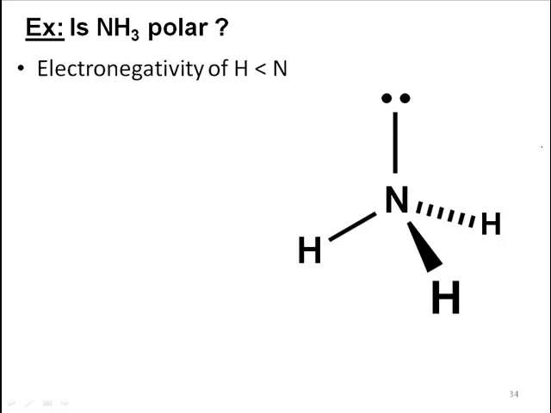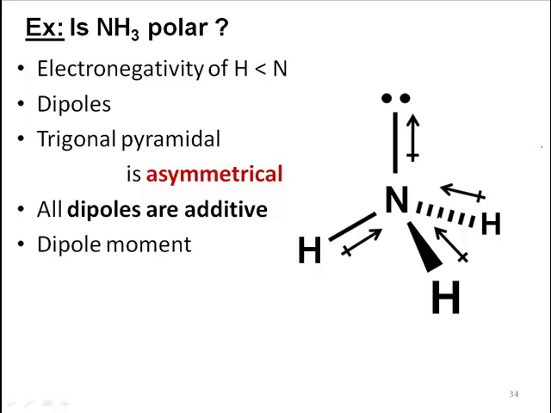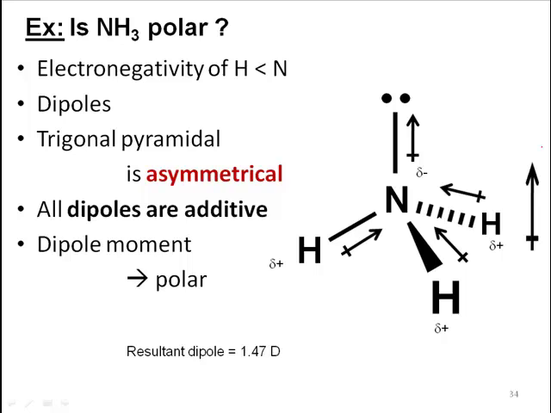It's got a trigonal pyramidal shape. H is less than N in terms of electronegativity. It does have dipoles, all going towards the N. There's a net dipole upward. The trigonal pyramidal shape is called asymmetrical because it is not symmetrical. All dipoles are additive, and so when they add together, it means the entire molecule is polar. The resultant of adding together all the dipoles happens to be 1.47 debye. It is a polar molecule, known as ammonia.